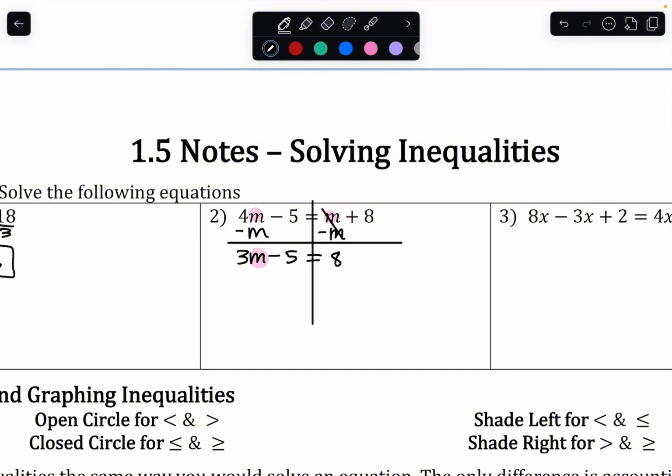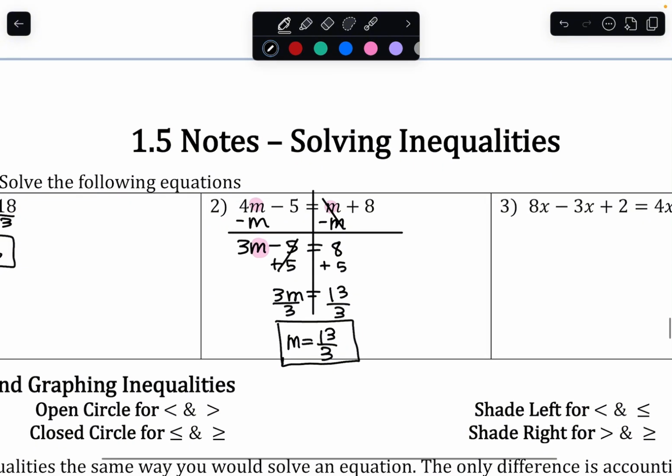And so to isolate m, we have to get rid of the number that is furthest from the variable first. So we add 5 and then divide by 3. And so 13 isn't divisible by 3, so we're not going to get a nice whole number, but that's okay. Just leave your answer in improper fraction form. Simplify it as much as possible.